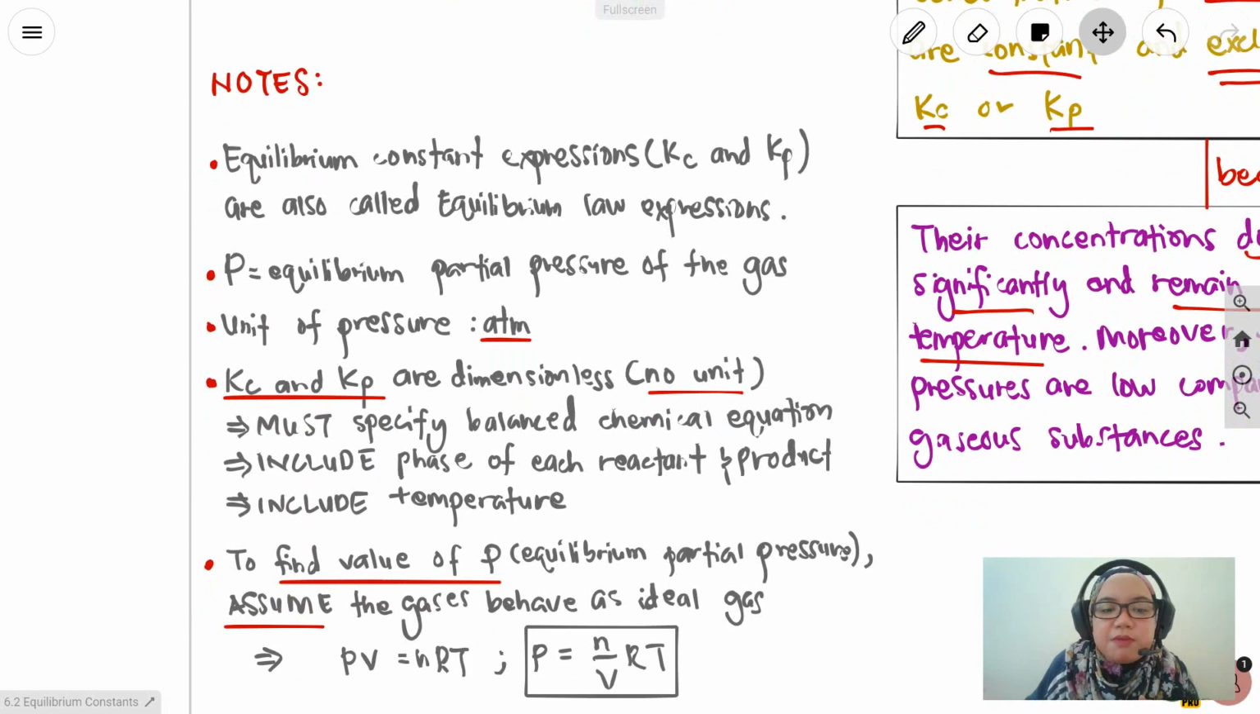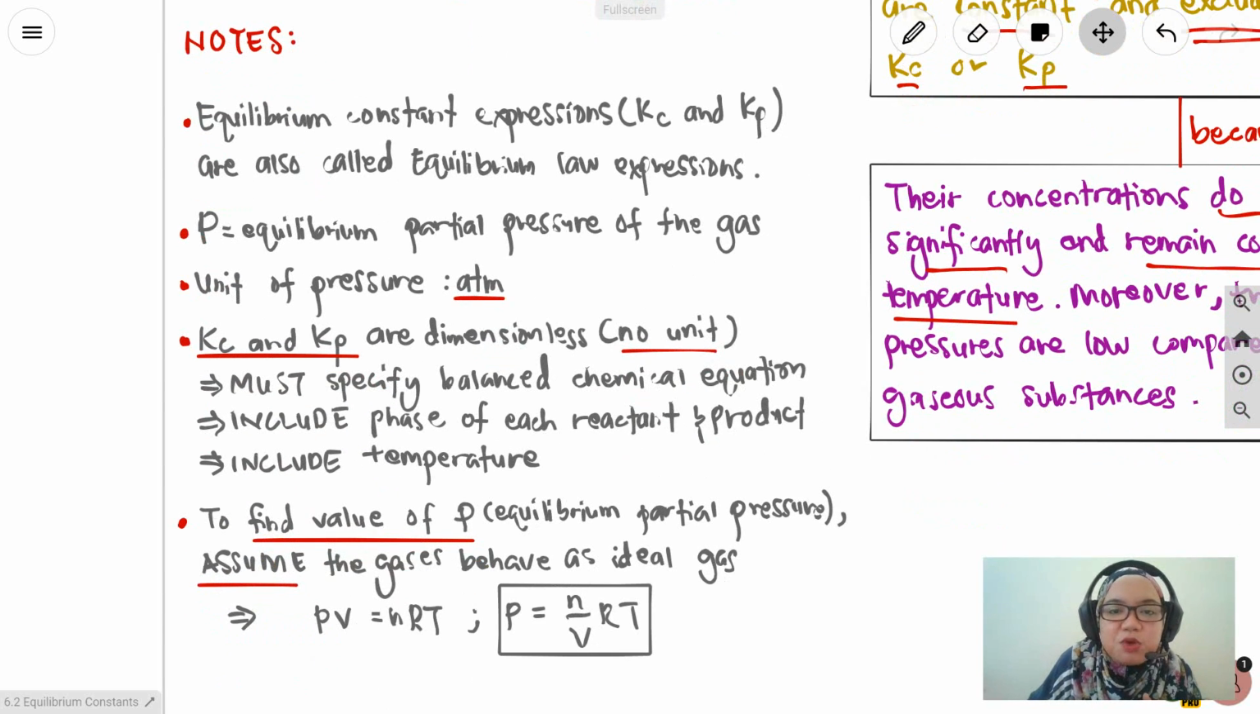Remember that the equilibrium constant expressions Kc and Kp are also called equilibrium law expressions. The P in Kp is the equilibrium partial pressure of the gas, and usually we use atm as the unit of pressure. Remember that Kc and Kp, the equilibrium constants in terms of concentration and partial pressure, are dimensionless, which means they have no unit.